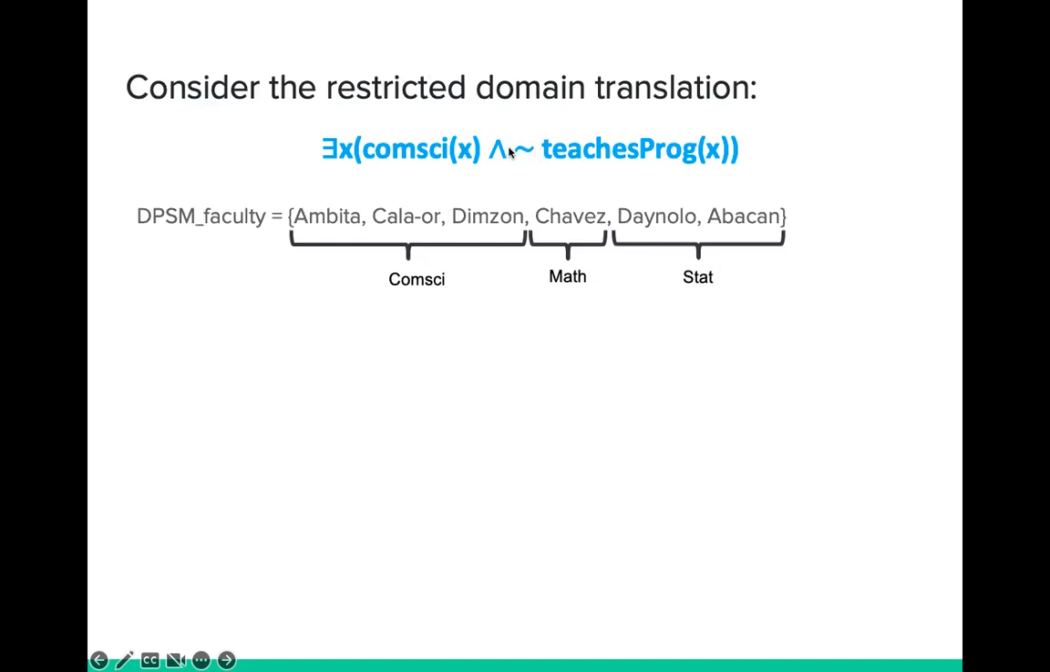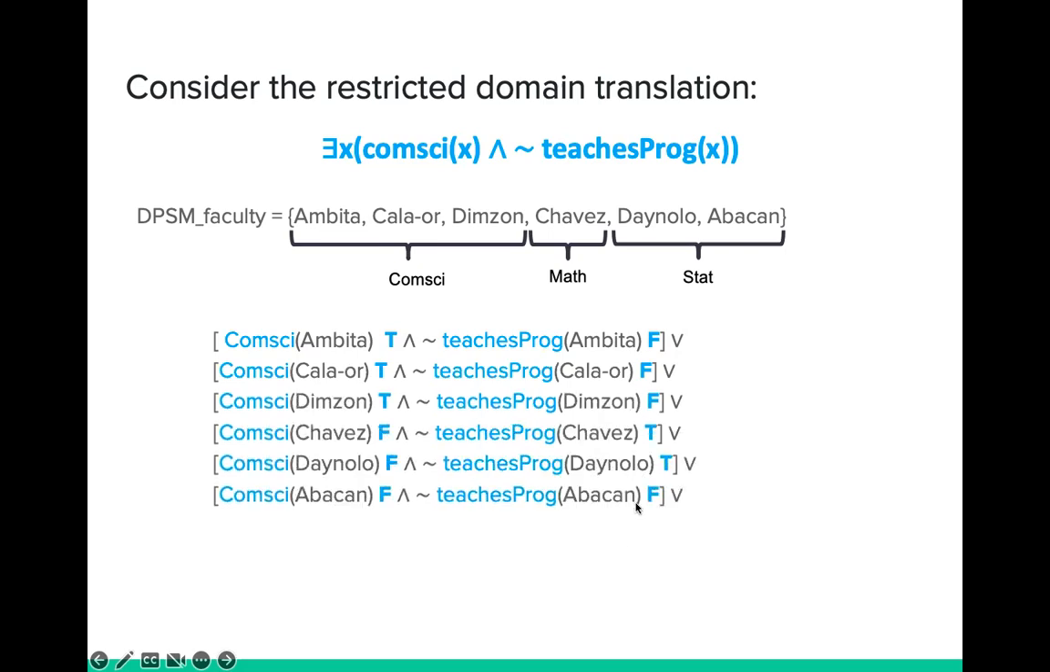Okay, so consider this restricted domain translation. There exists x wherein x belongs to the BPSN faculty and that x is ComSci and they also do not teach the programming courses. Okay, so we can express it using this expression. So we simply plug in every member of the faculty to this predicate, or to this statement. And then we can see that this will all evaluate to false. Correct now, because it is not true that ComSci do not teach programming.